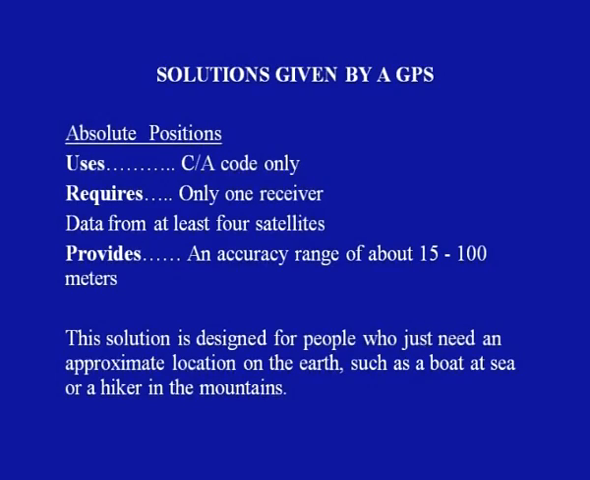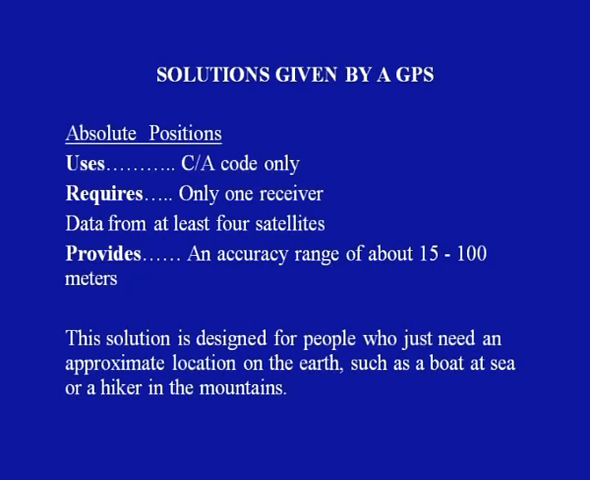Last session, I had discussed the different types of GPS techniques by which GPS data can be collected. In this session, I would like to focus on the different types of solution that a GPS can provide, followed by the different types of errors associated with GPS observations. So, solutions given by a GPS.